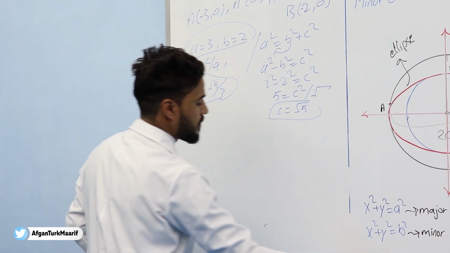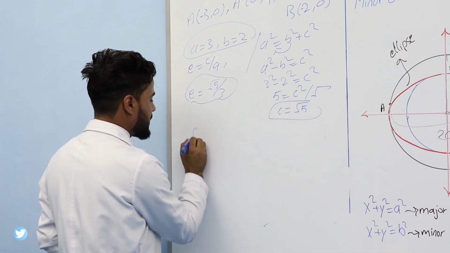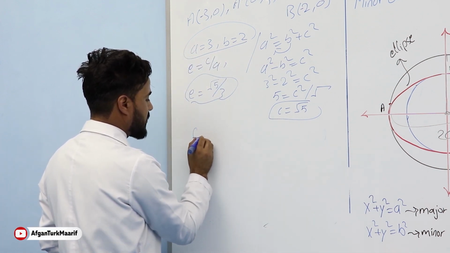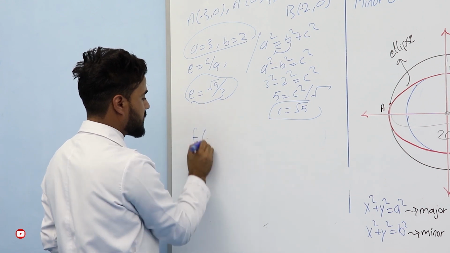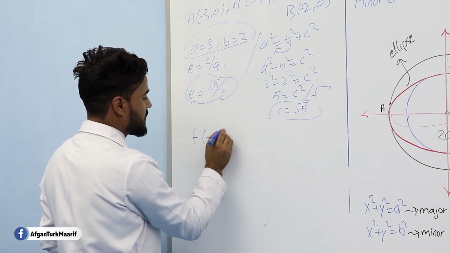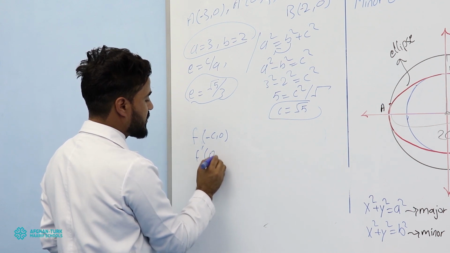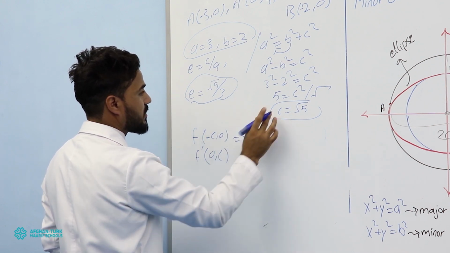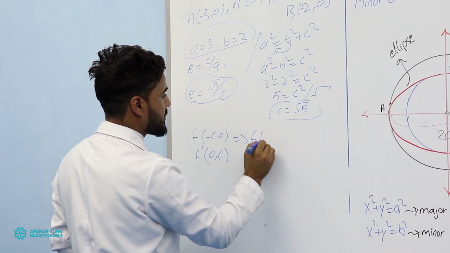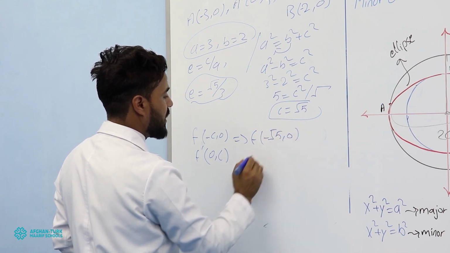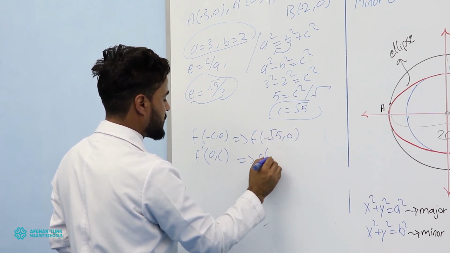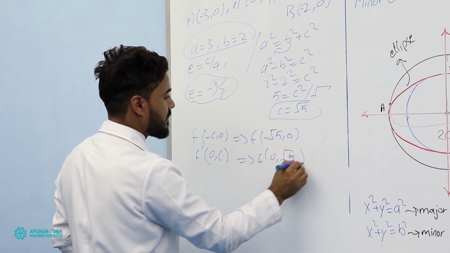Also the coordinate of foci is F is equal with minus C and 0, and F prime is 0 and C. So C is equal to square root of 5. So F is minus square root of 5 and 0, and F prime is 0 and square root of 5.